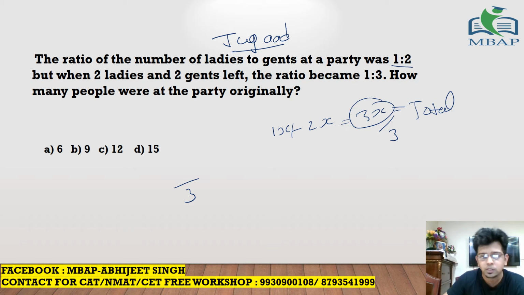Good. Now see what's going to happen. The question says 2 ladies and 2 gents left. So how many people left? I'm going to say 4 people left. So originally a value divisible by 3, I have to remove 4 from it.